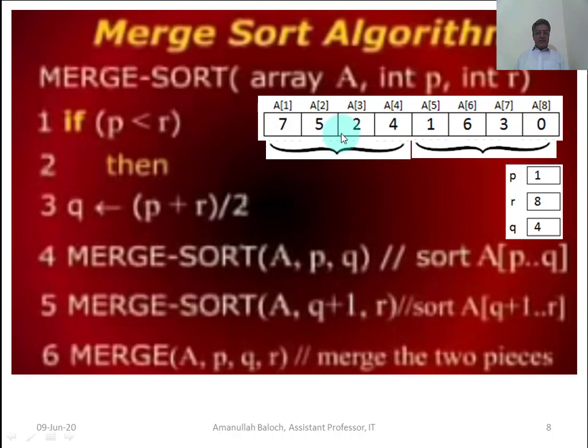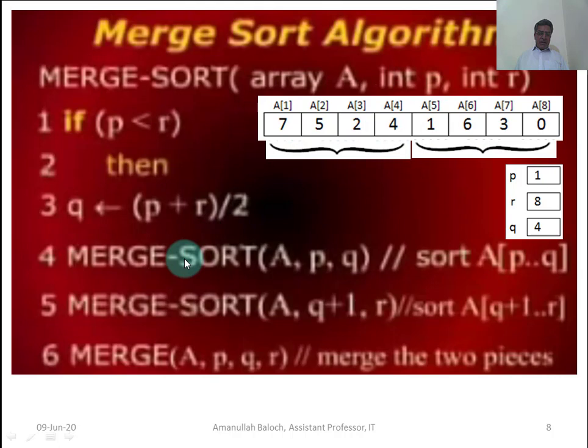At line number 4, we are sending the first section of 4 elements, and at line number 5, we are sending the second section of 4 elements to this merge sort algorithm. Now the 8 element array has been divided into 4 elements.